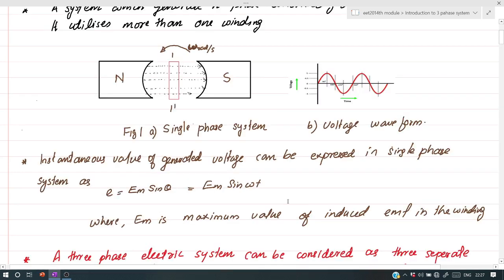The instantaneous value of generated voltage in a single-phase system can be expressed as e = Em sin theta, which is equal to Em sin omega t, where Em is the maximum value of induced EMF in this winding.